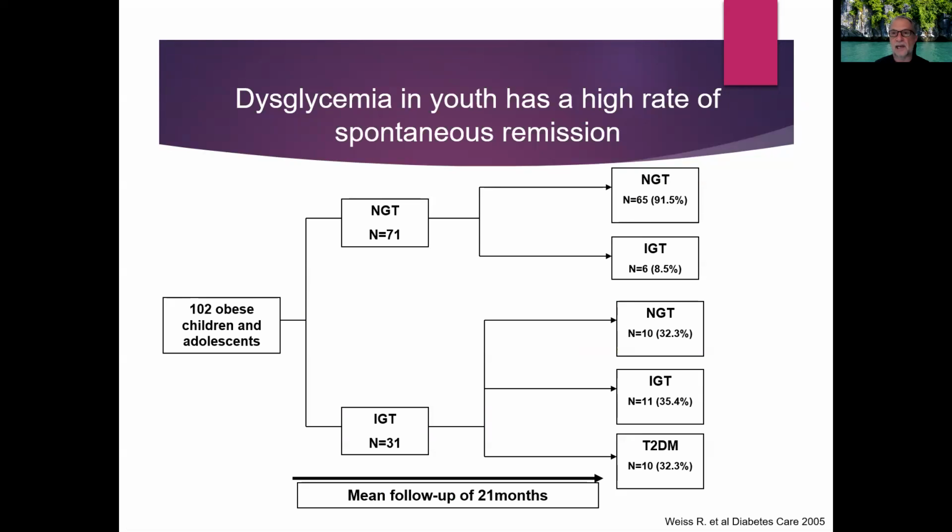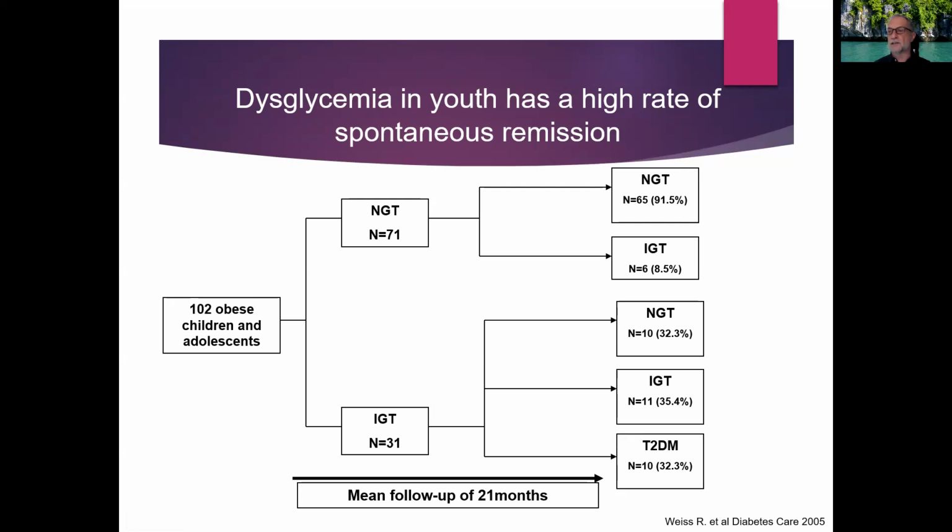Another thing that we see in type 2 diabetes in youth that is unique and really not generally reported among adults is that there is a fair amount of spontaneous return to normal among individuals with dysglycemia. So this is one study from Yale. I like it because it started with 100 patients, so the percentages are easy. I'm not much of a mathematician.